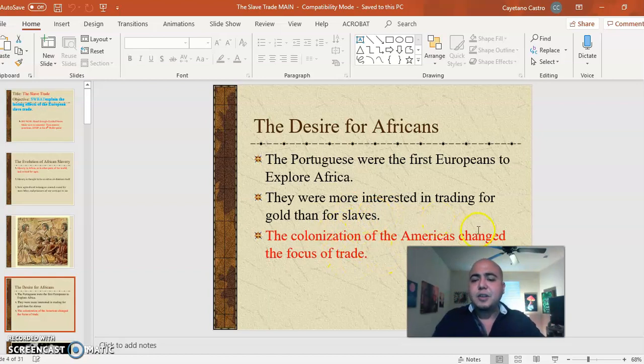The colonization of the Americas changed the focus of trade. So once the discovery of America happened, and that was with Columbus, supposedly, of course, we can always go to debates on that. And again, think about the lesson about history and bias, okay? So once America was discovered by the Europeans, that's going to change. It's all going to change, especially for the Portuguese, okay?